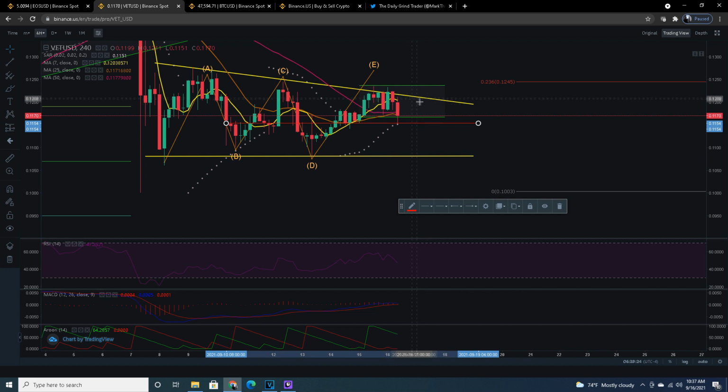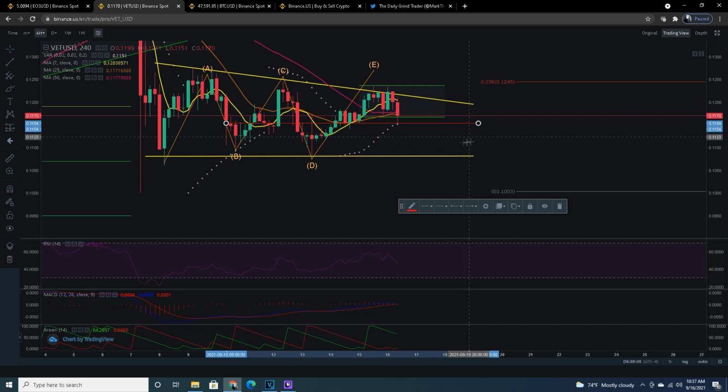Now, if this breaks out and you buy a retest, somewhere around this area here, and you buy a retest of 12 cents, where do you set a stop loss? Say it comes out and it retests and it just keeps coming back in. Where do you stop?